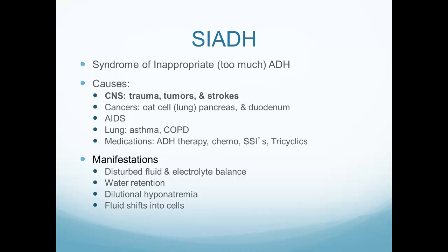One of the keys in a test question or in a patient that you're caring for would be to look for the underlying neurological disorder. So we're going to look for the neuro disorder, stroke, for example, or maybe brain trauma or a bleed or something like that occurring in the brain. As far as some of these other etiologies, cancers, AIDS, lung problems, etc., yes, those can cause SIADH, but much less commonly. The more common reason why somebody's going to have SIADH is a neurologic dysfunction.